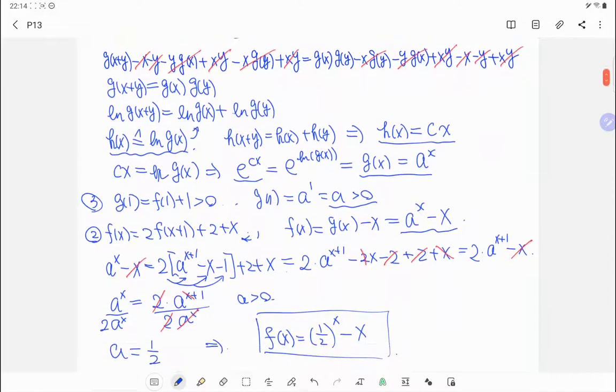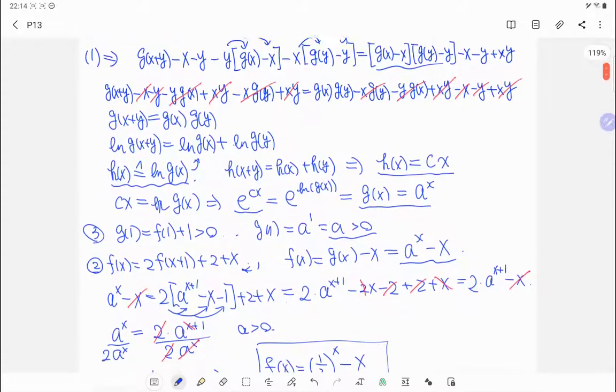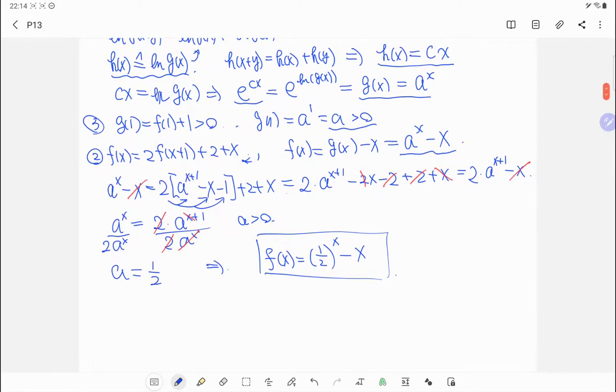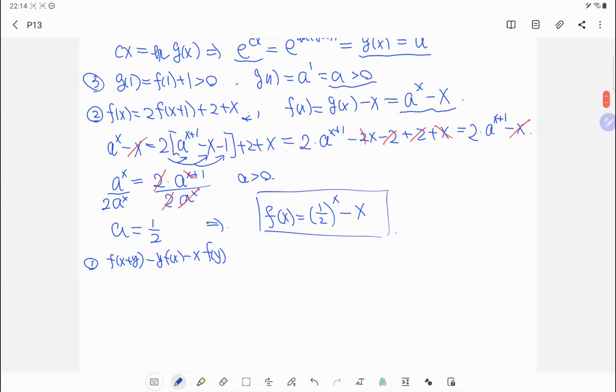Actually, we can simply check it by substituting it into the original functional equation. The first condition is f of x plus y minus y times f of x minus x times f of y. This is the left side, so it is 1/2 to the x plus y power minus x minus y, times 1/2 to the x power minus x, and then minus x times 1/2 to the y power minus y, and then that's it.